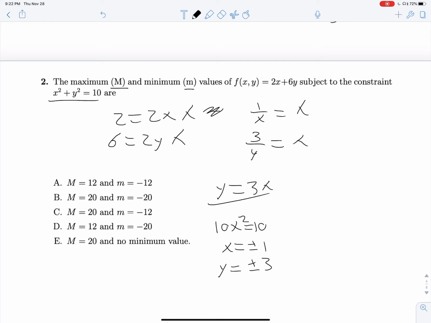And yet again, because our constraint is made up of squares, we know that we're going to be getting equal and opposite answers, because when we plug 1 and 3 in here, we will get 2 plus 18. And when we plug negative 1 and negative 3 in, we will get negative 20. So, sorry, I should have been more clear. Negative 2 minus 18 is negative 20. And there's our answer.